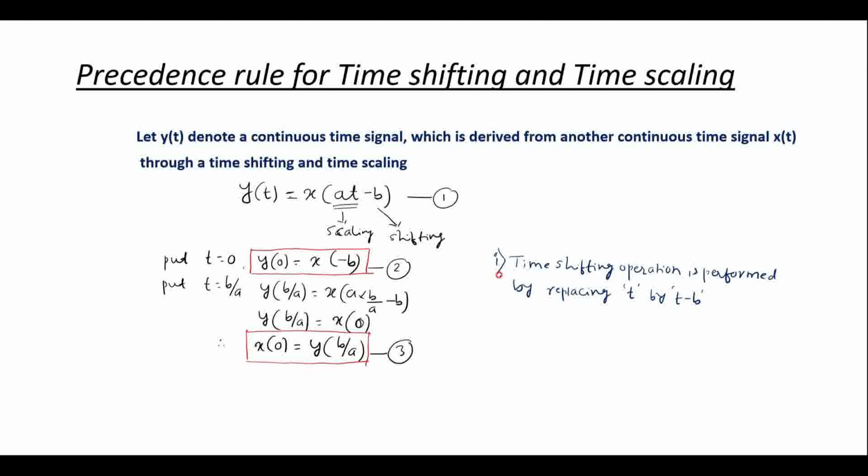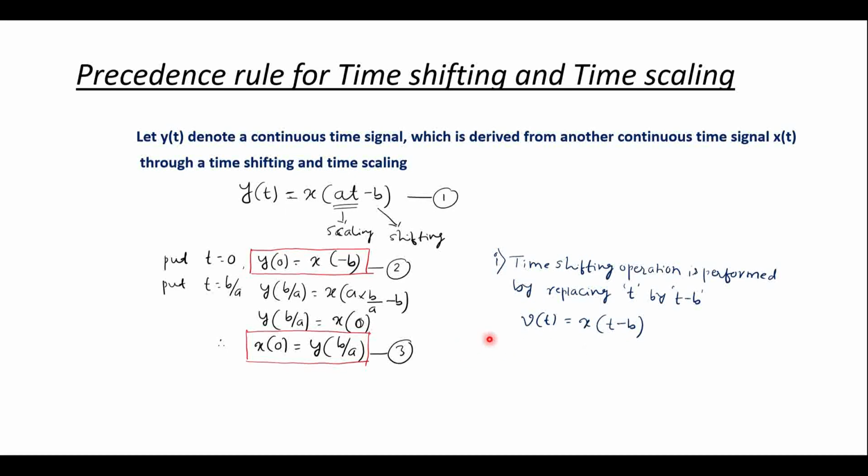Time shifting operation is to be performed by replacing t by t minus b in equation 1. I will call this the intermediate signal, that is v of t. Therefore, I can write v of t is equal to x of t minus b. So we have performed the shifting operation. The remaining operation is scaling. So after shifting, we perform the scaling operation by replacing this t by at. Then we will get y of t which is equal to x of at minus b.